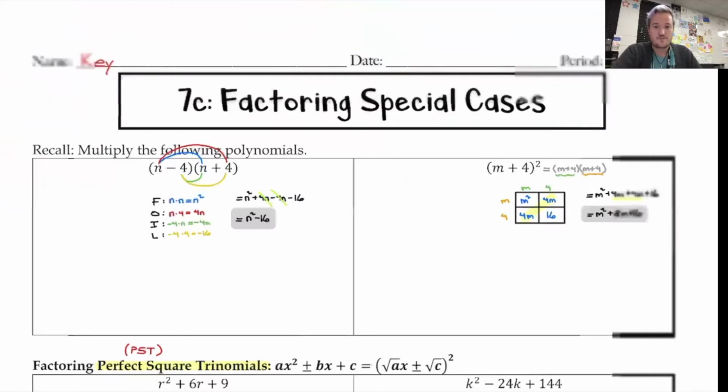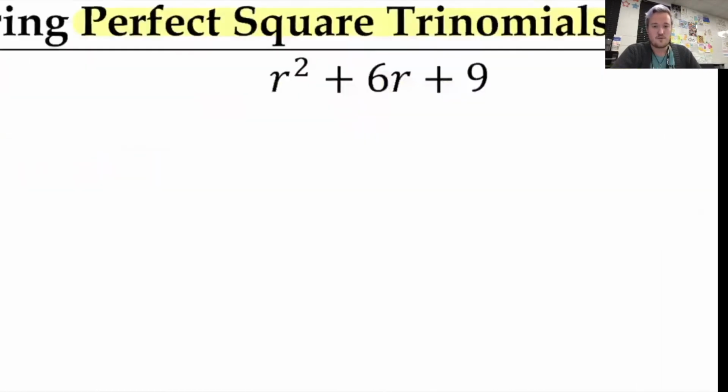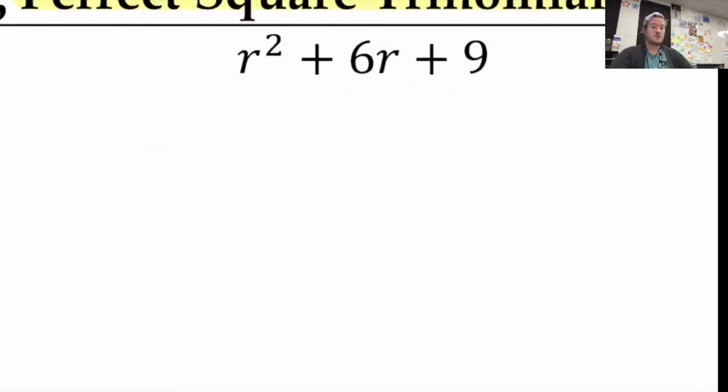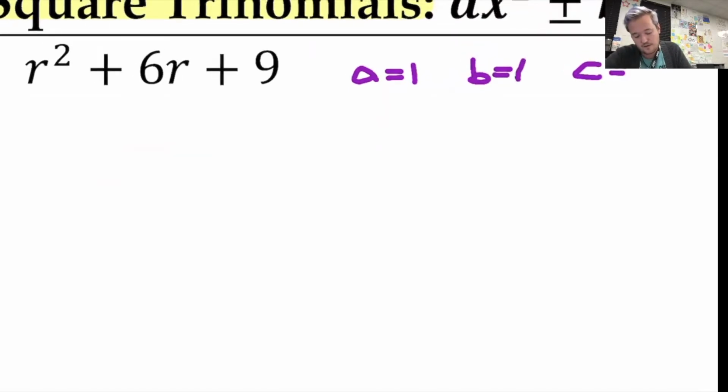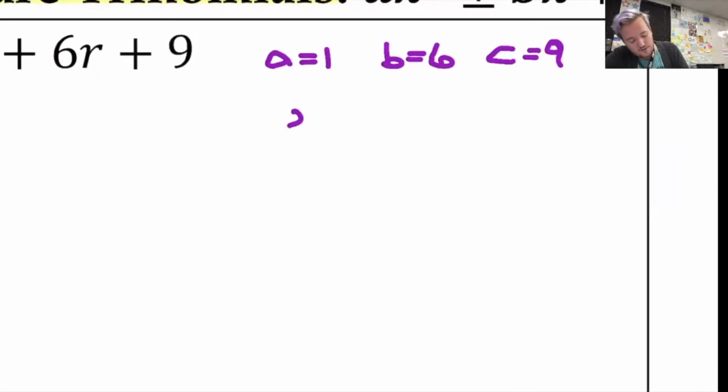We're going to start off with this very first problem here. I'm going to solve this one using grouping, like we did at the very beginning in 7B. So I'm going to do my a, b, and c values. My a value here is 1, b value here is 6, and c value is 9. Now I'm going to do a times c, which is 1 times 9, which gives you 9.